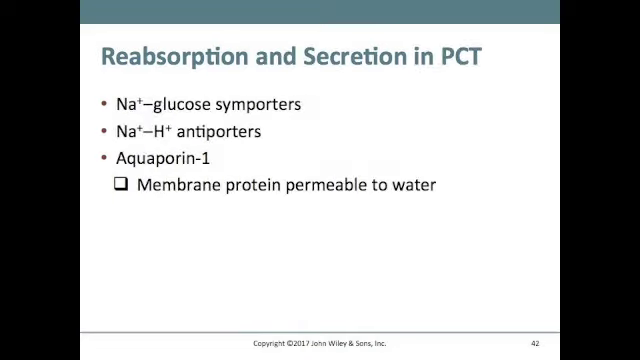Moving on to the next slide, reabsorption and secretion in the proximal convoluted tubule. Most solute reabsorption in the proximal convoluted tubule involves sodium ions. Sodium transport occurs via symport and antiport mechanisms in the proximal convoluted tubule. Normally, filtered glucose, amino acids, lactic acid, water-soluble vitamins, and other nutrients are not lost in the urine. Rather, they are completely reabsorbed in the first half of the proximal convoluted tubule by several types of sodium ion symporters located in the apical membrane.